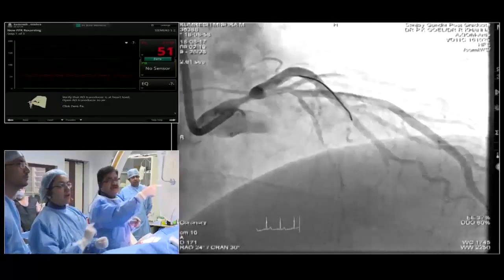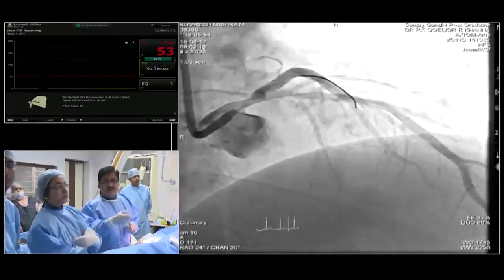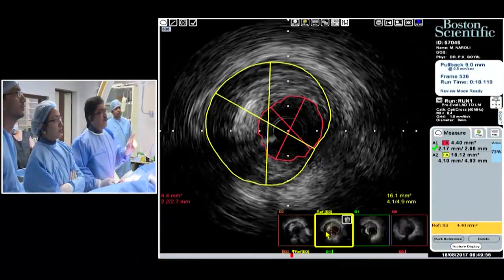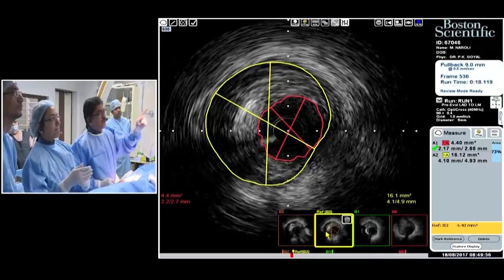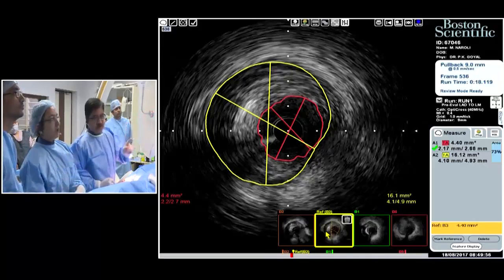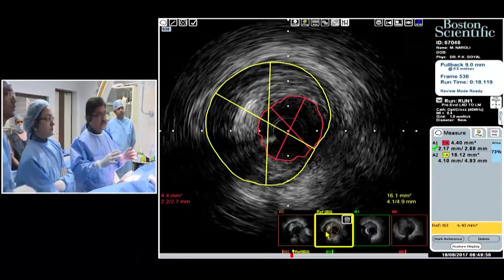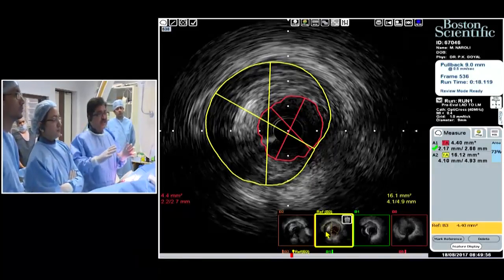Can we have the IVUS image after the cutting balloon? Actually, in general, cutting balloon is a good strategy, I think. I did it towards the LAD. Yes, because what happens when you do it with a cutting balloon, you don't produce too many dissection flaps, and especially some of these ostial lesions are fibrotic.